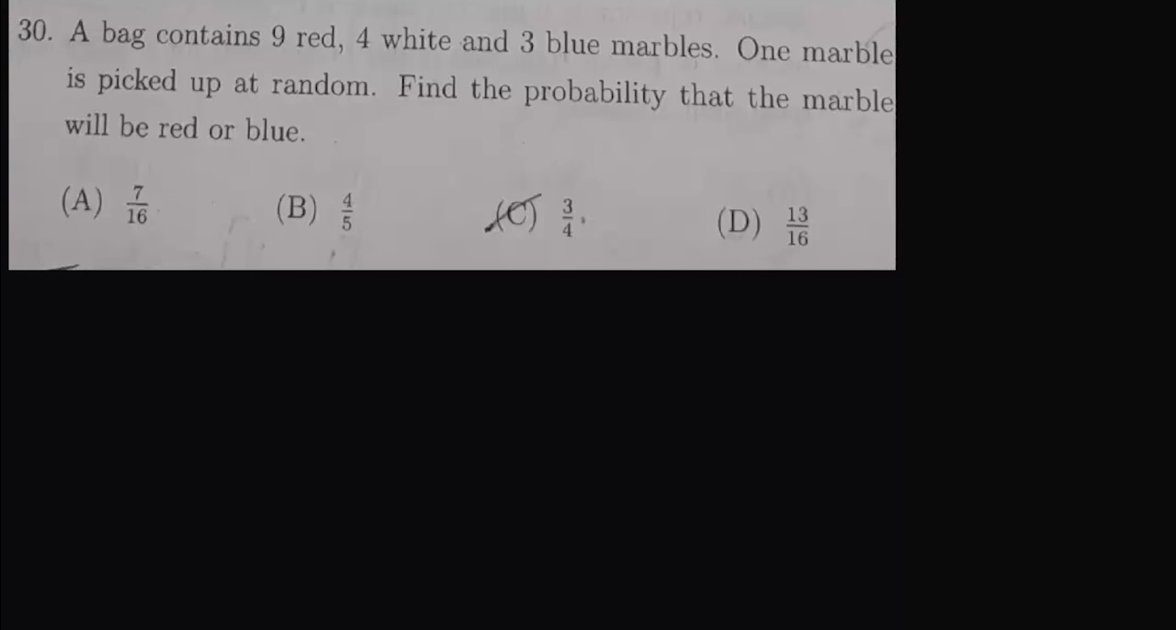Now in question number 30 it says a bag contains 9 red, 4 white and 3 blue marbles. One marble is picked at random. Find the probability that the marble will be red or blue. So this probability is very simple. It can be either red, so there will be 9C1, or blue, so there will be 3C1, out of 16C1, and that is 12 by 16 which is 3 by 4, the option C.